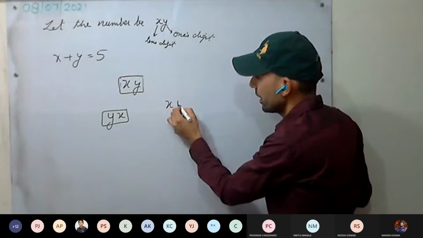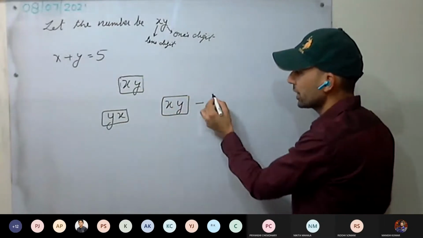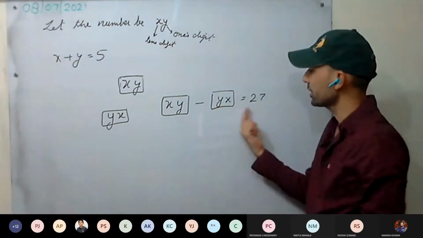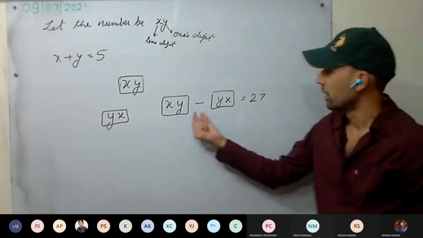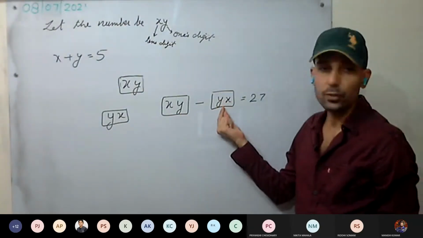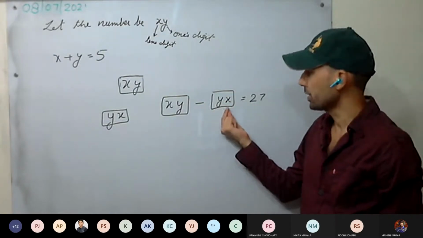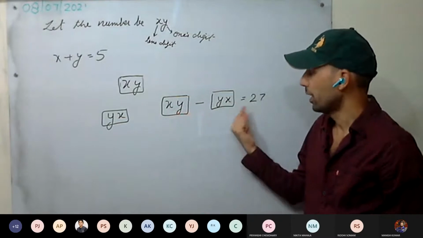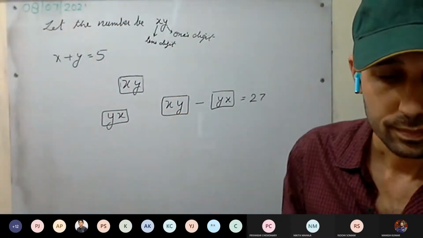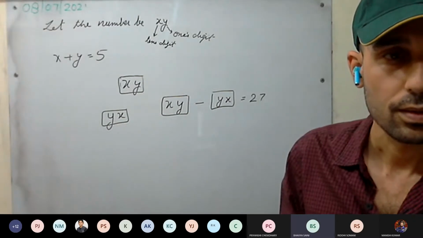It means xy, that is the first number, and after reversing it we get another number, and their difference is 27. Understood now? After reversing the digits of this number, the number has reduced by 27. It means it has decreased by 27. This number is 27 less as compared to this number. Understood? Yes or no? Do not take x plus y; we have taken xy.